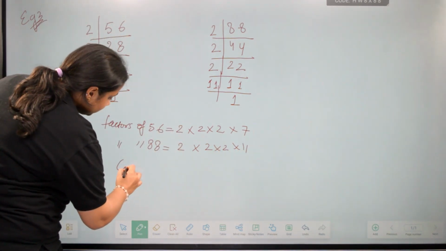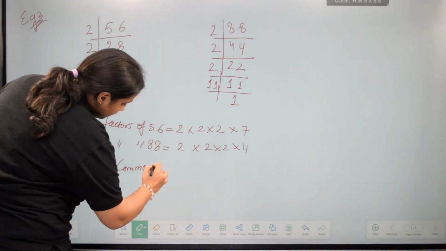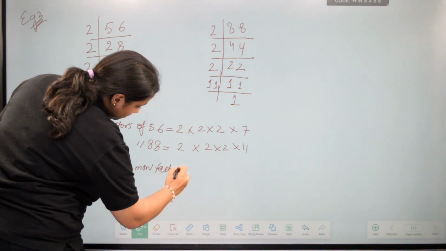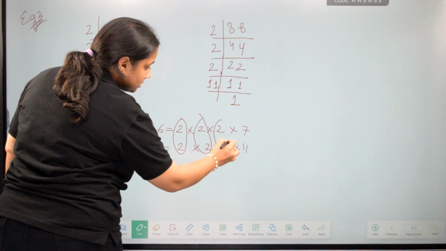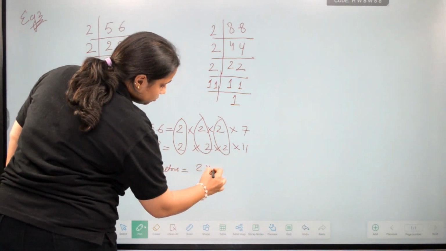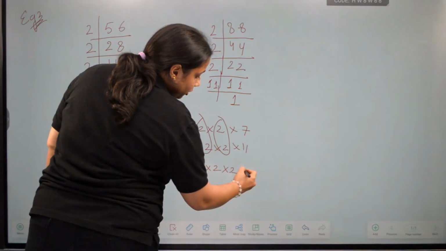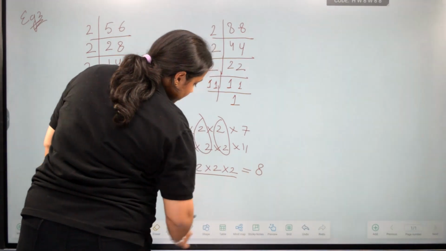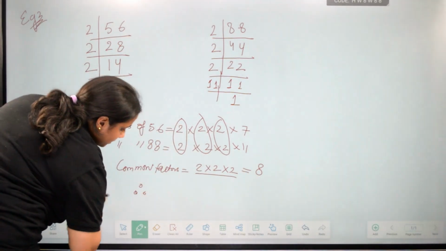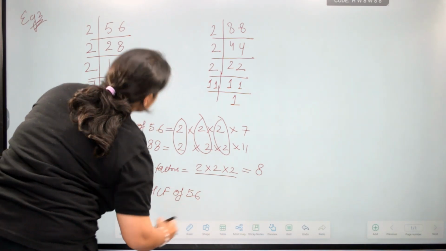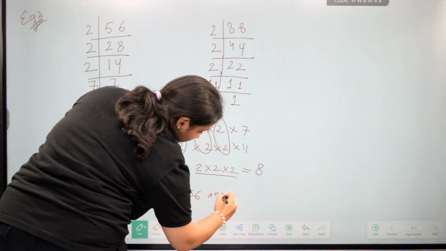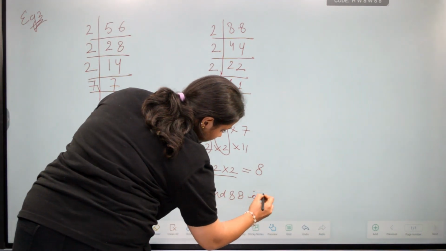Now the common factors are: this is common, this is common, and this is common. So 2 into 2 into 2. The product of this is 8. Hence we can say that the HCF of 56 and 88 is 8.